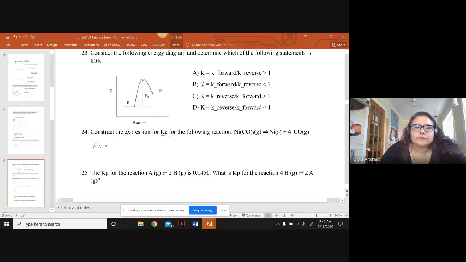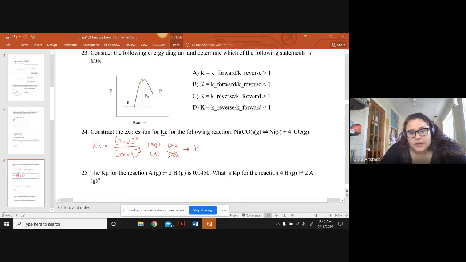Sorry, I lost track of my thoughts. I was looking at a different problem. KC. Okay, products over reagents raised to the power of coefficients. Okay, whatever they are. Now, the only thing is we need to remember you can include aqueous species and you can include gases. We cannot include solids and we cannot include liquids into equilibrium expressions.